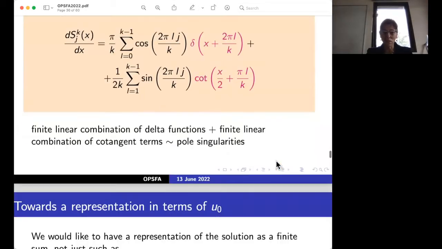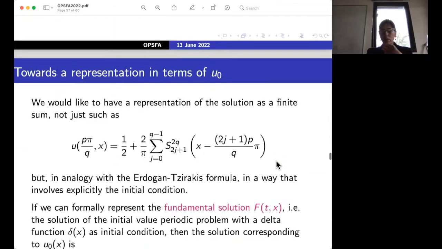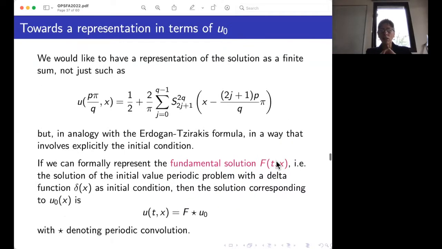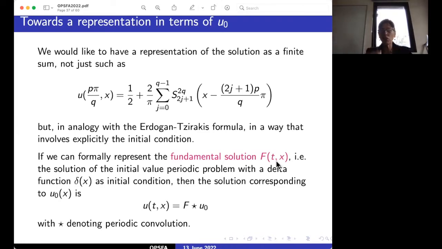We are on the right track, because what we would like to have is a representation where we can read off explicitly the translation of U0. That's what we had for the other case. We would like to have a representation that tells us that the solution at a rational multiple of pi is given by the sum of U0 translated at different points times some coefficients. We don't have that here, but remember, this is just the solution of one initial value problem.